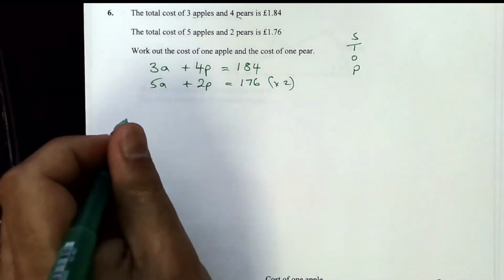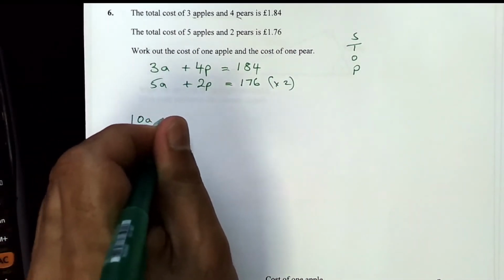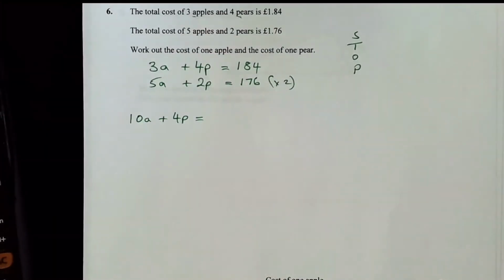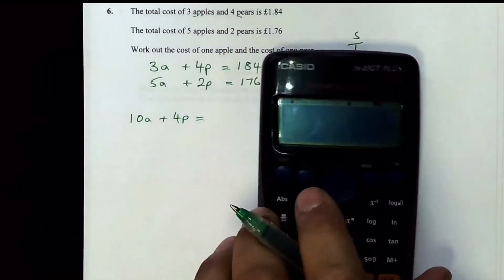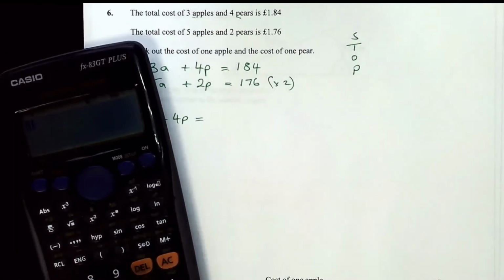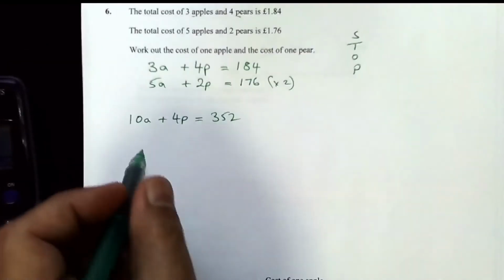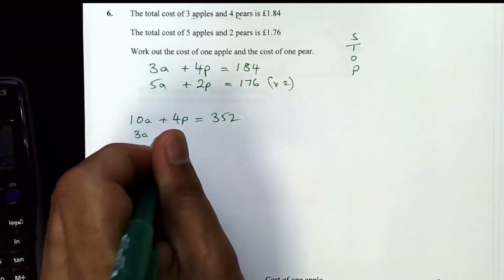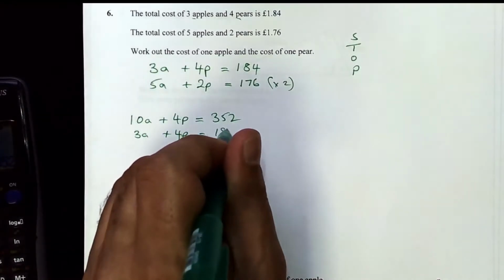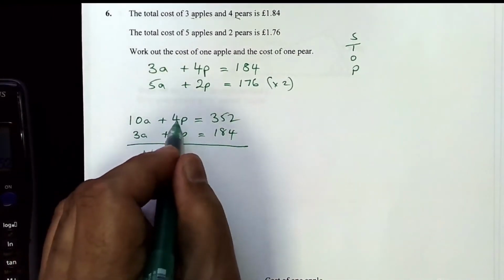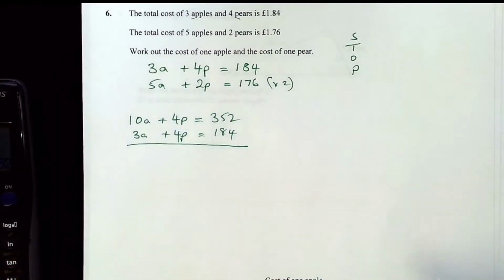So the second equation now becomes 10a plus 4p equals 352. I can use my calculator just to make sure. 176 times 2, 352. And the first equation, I'm going to leave it as it is, because 3a plus 4p equals 184. So now I've got the 2 coefficients for the p the same.